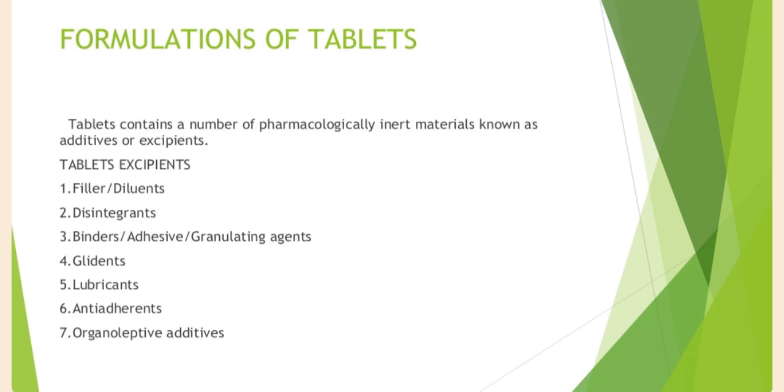Next we move on to glidants. They are used to promote the flow of the granules or powder materials by reducing friction between the particles or granules. Talc, cornstarch, colloidal silica or aerosil are the most important glidants used.